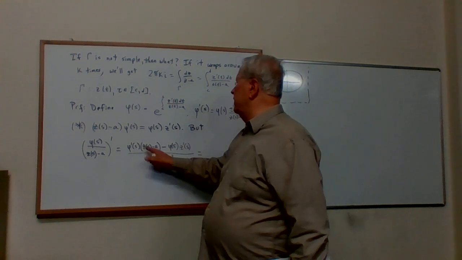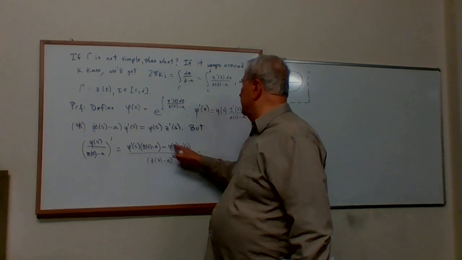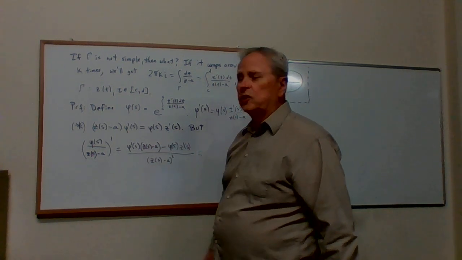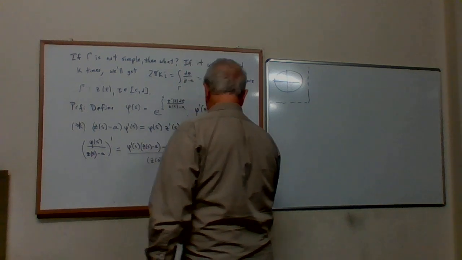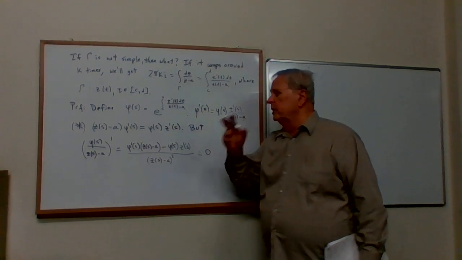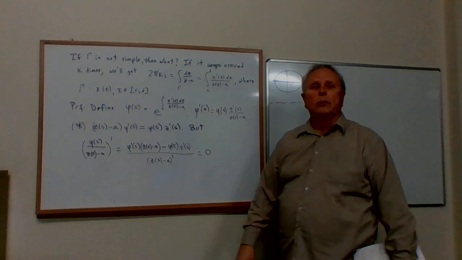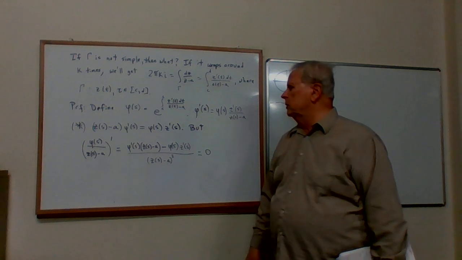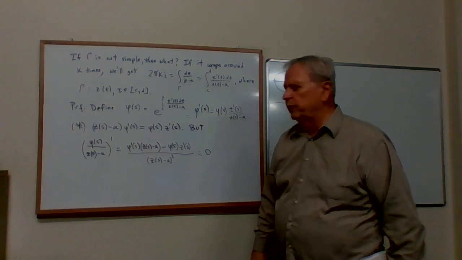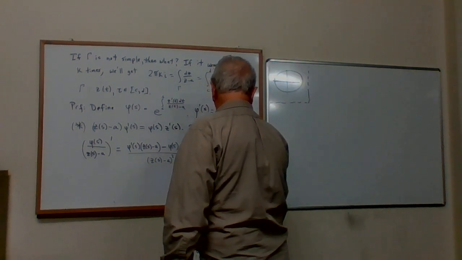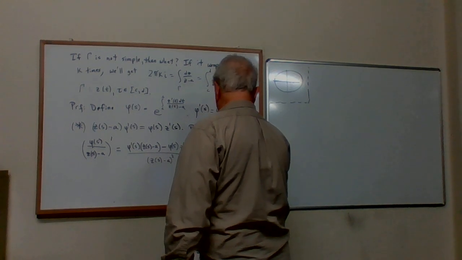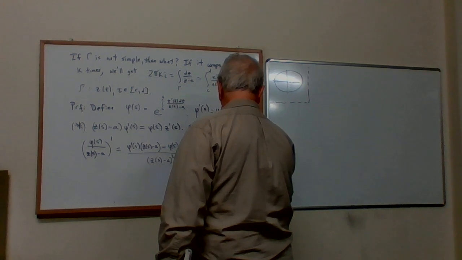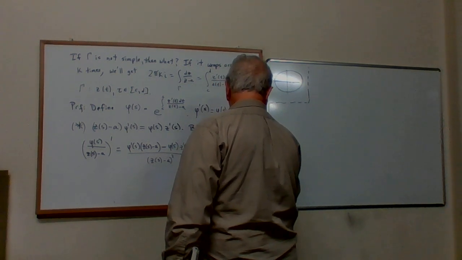But phi prime of S, z of S minus A equals phi of S, z prime of S. So when I subtract them, I get 0. So the derivative of this thing is equal to 0. What kind of a function is it if its derivative is 0? And the answer is, it's a constant function. So therefore, phi of S over z of S minus A equals a constant.